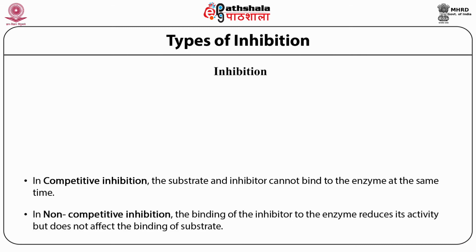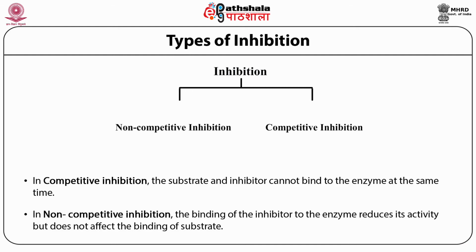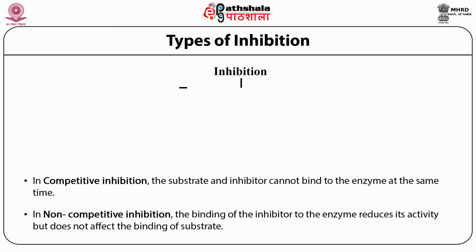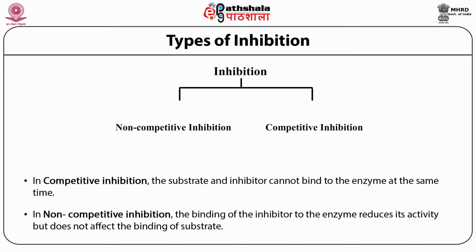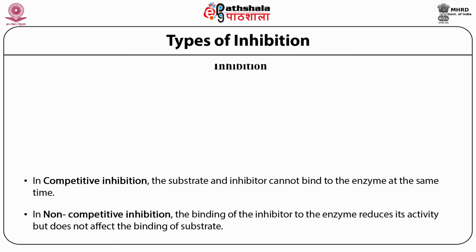In non-competitive inhibition, the binding of the inhibitor to the enzyme reduces its activity but does not affect the binding of substrate. Non-competitive inhibition occurs when the inhibition depends only on the concentration of the inhibitor. This is usually caused by adsorption of the inhibitor at a site other than the active site, but one which is necessary for activation. Any substance that will complex with the metal ion may then become an inhibitor.